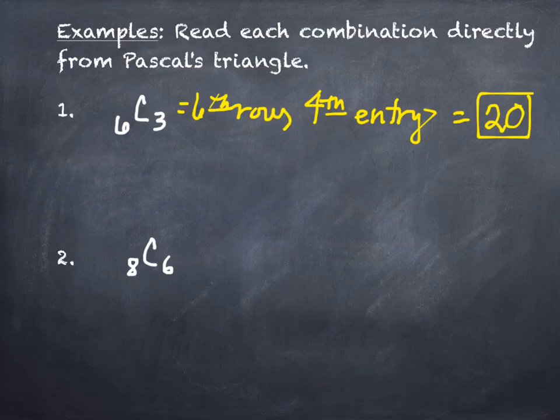You can write 20 in your homework, that would be fine, but you need to know where that 20 is coming from. So if I asked you a question that says, how am I going to use the table to do this, you'd be able to answer me 6th row, 4th entry. Does that make sense? All right. How about 8C6? What is this? 8th row, 7th entry.